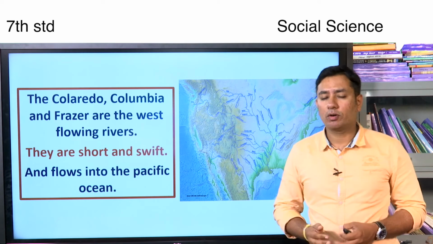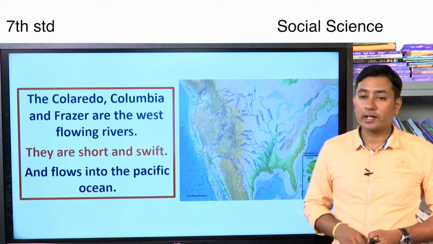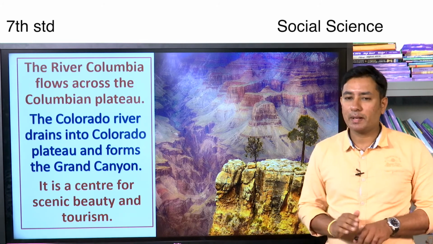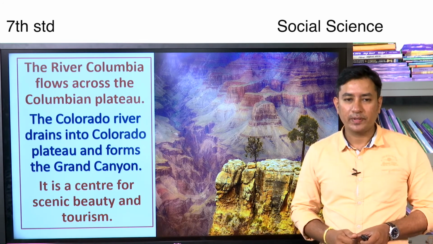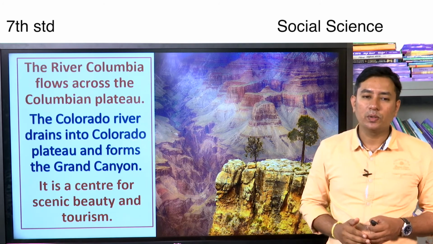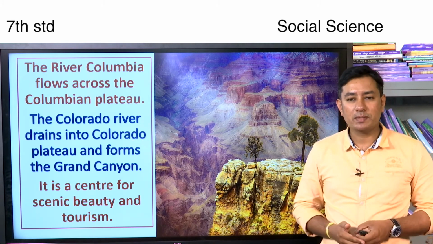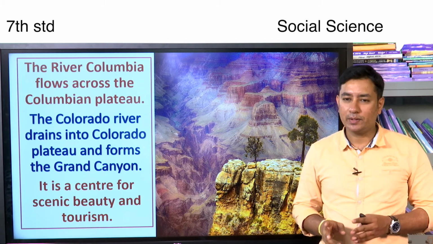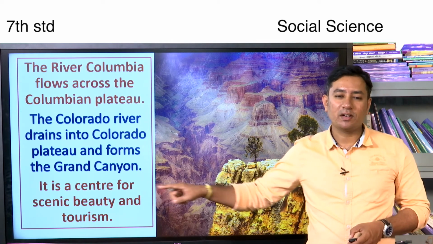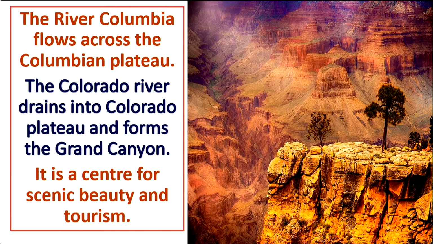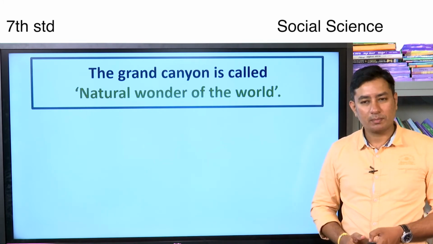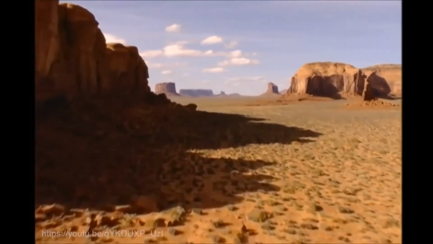And what is the speciality of these rivers? These are swift flowing rivers. Swift, what is the meaning of swift? Very fast flowing rivers. Okay, in the entire Columbia Plateau, we can see the Colorado River. This Colorado River drains into the Colorado Plateau and forms the Grand Canyon. What is the Grand Canyon? You are just waiting on tiptoe, right? I know it, just wait. And it is a center of scenic beauty and tourism. See, here is the picture of Colorado. The Grand Canyon is considered a natural wonder of the world. Come on children, let's take a tour to this Grand Canyon.